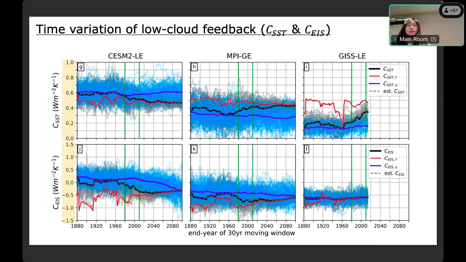Okay, so here, this is the local feedback estimated using the previous methods. On the top row, that is the local feedback due to SST changes, and the bottom row is due to EIS changes. I want to highlight that the range of the EIS changes is like 3 times larger than SST, so we will just focus on the EIS part for this talk. And you can see that for the CESM2 large ensemble, the overall local feedback becomes more negative during the past few decades. It is moving from the blue line, which is the unforced feedback, to the red line, the forced feedback.